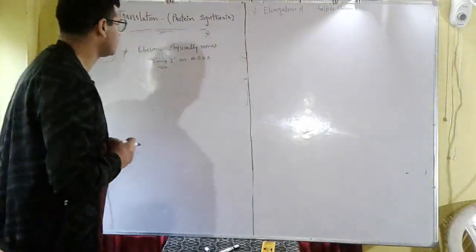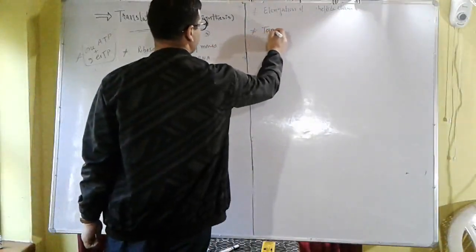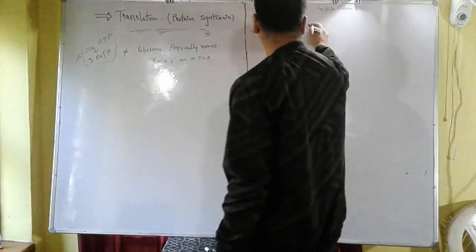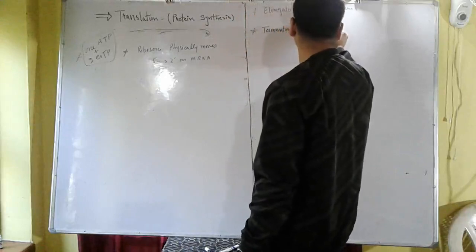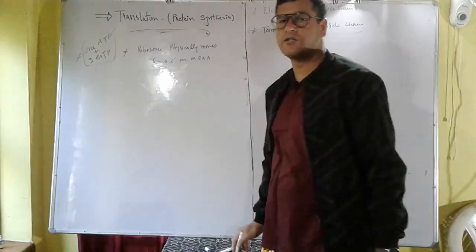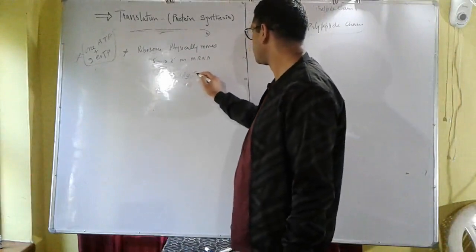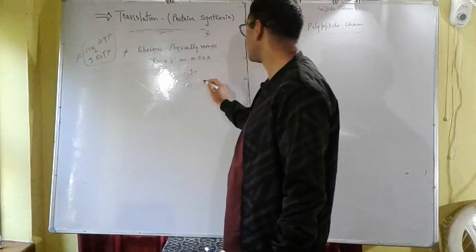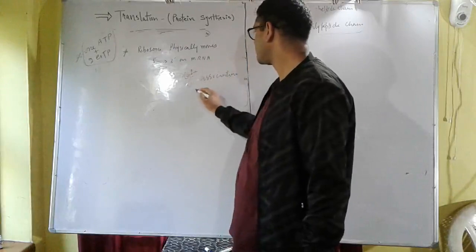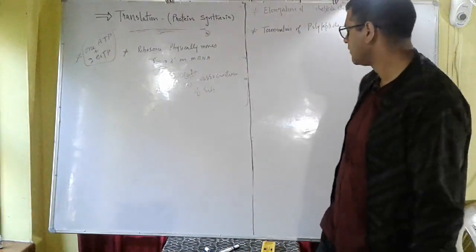Then we have termination of the polypeptide chain. Also remember that the magnesium ion is required for the association of ribosomal subunits.